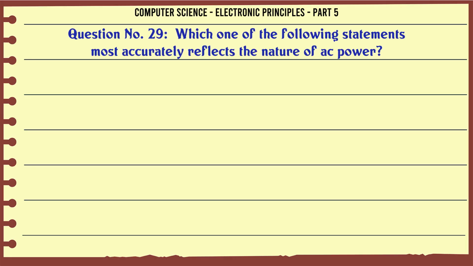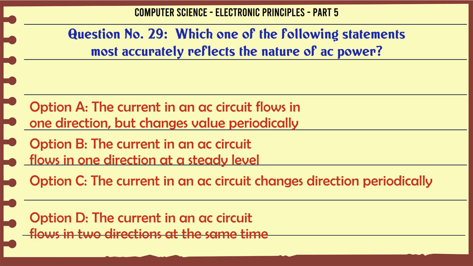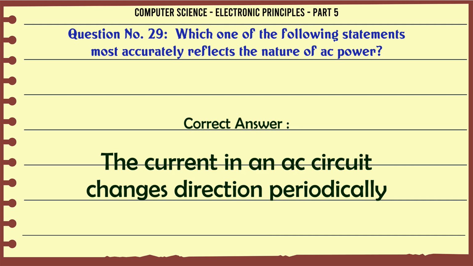Which one of the following statements most accurately reflects the nature of AC power? A. The current in an AC circuit flows in one direction but changes value periodically. B. The current in an AC circuit flows in one direction at a steady level. C. The current in an AC circuit changes direction periodically. D. The current in an AC circuit flows in two directions at the same time. The correct answer is the current in an AC circuit changes direction periodically.